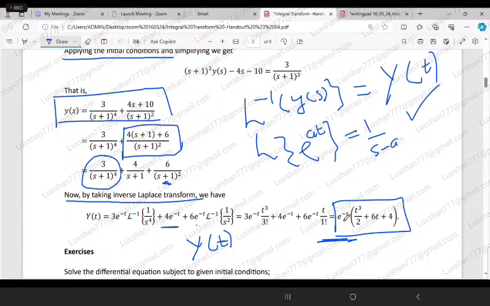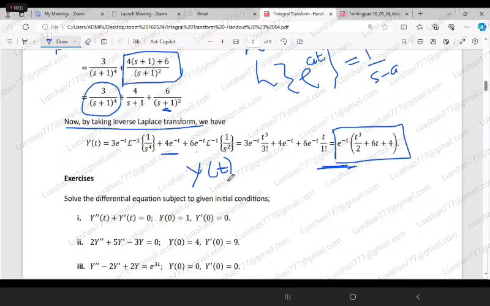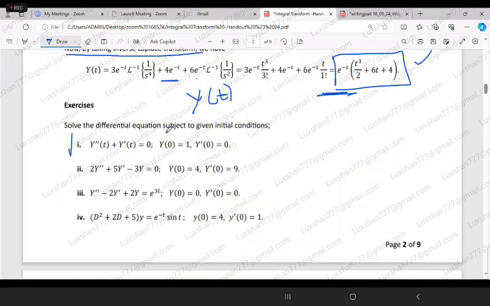Okay. So this is how we have to do this one. Do you understand this one? Yes, sir. Right. So if you understand this, we'll try this question.